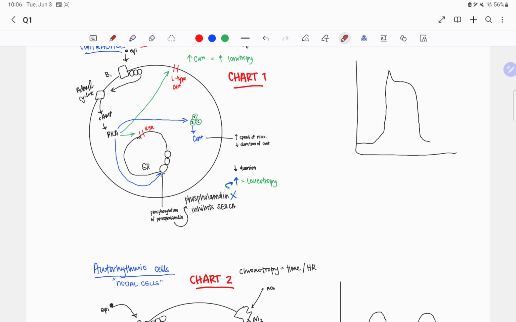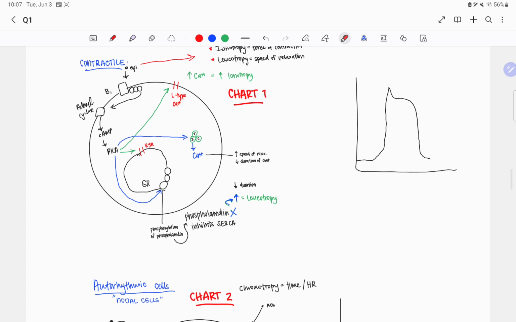Now, PKA does a couple of different things. First of all, these green lines, okay, these are affecting inotropy, the force of contraction, okay? So PKA either comes here and phosphorylates the L-type calcium channels, so that allows calcium to come in, and then that triggers contraction, right? If we have a whole bunch more calcium, then our contraction is harder, stronger.